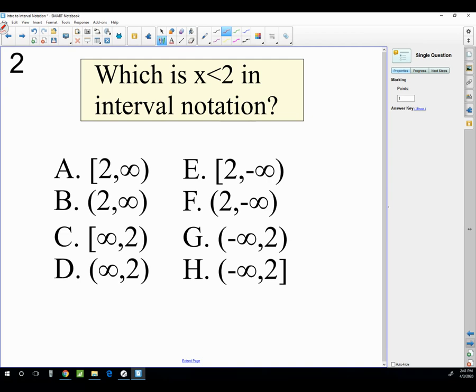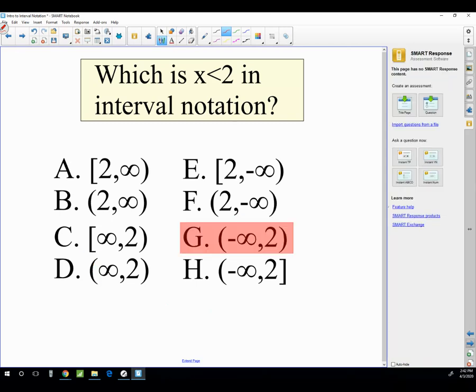All right, pause the video and see if you can answer that. I'm getting G. Couple of issues here. You never bracket infinity. How were you supposed to know that? I don't know, I just told you. So never bracket infinity. There are some issues within interval notation that we need to look at. There's the answer to that.